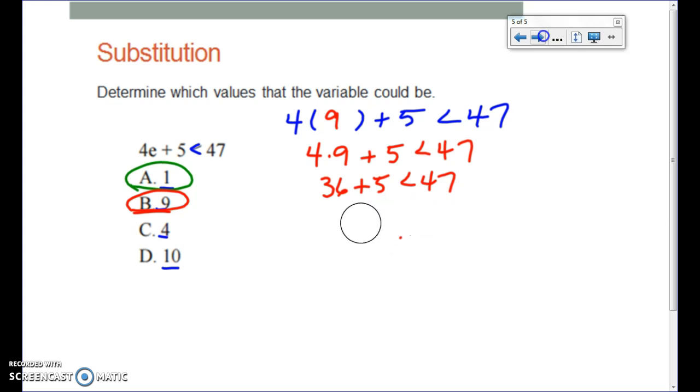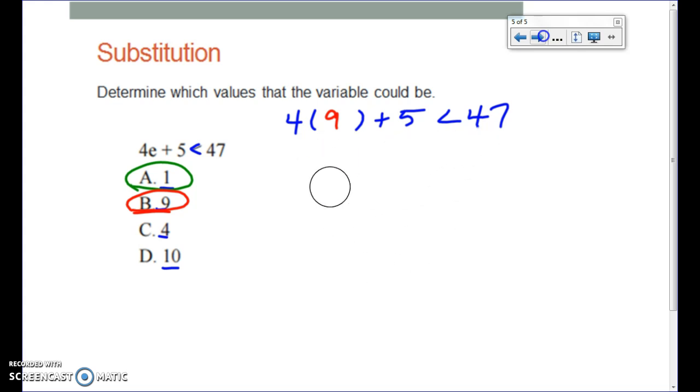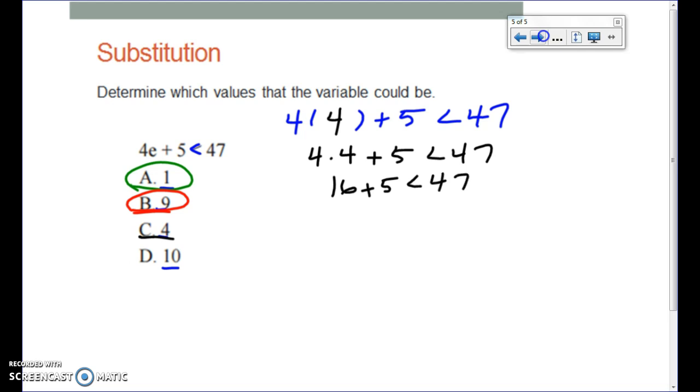All right, let's try the next one here. I think you're starting to get the idea, I hope. We're just practicing our substitution skills. And then if E is the value of 4. Well, okay, 4 times 4 plus 5 is less than 47. There's no operations in those parentheses. And we're following order of operations. Multiplication needs to happen before addition. And then I have 21 is less than 47. Is that true? Well, yes, it is. So I know that E could equal 4. So choice C would be appropriate.